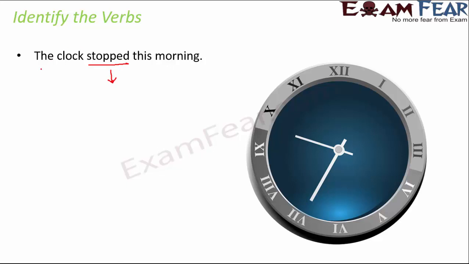The clock is the subject because the clock is that thing which stopped. So clock is the doer of the action in a way. So the clock stopped what? Do you get an answer? No. The clock stopped whom? Do you get an answer? No. That means there is no object. That means stopped is an intransitive verb.